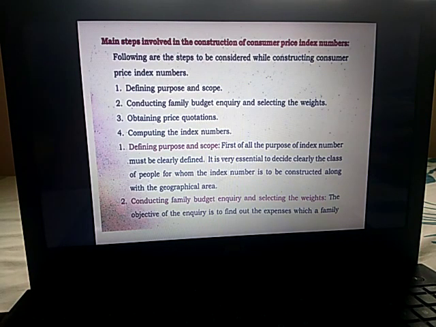Main steps involved in the construction of consumer price index. Following are the steps to be considered while constructing consumer price index. First is defining purpose and scope. Next is conducting family budget inquiry and selecting the weights. The third step is obtaining price quotations, and the fourth step is computing the index numbers. These are the main steps involved in the construction of consumer price index. We'll discuss each of these steps in the next class.